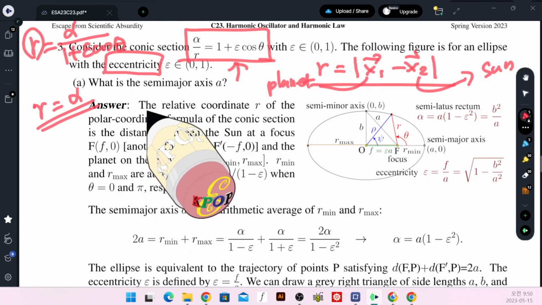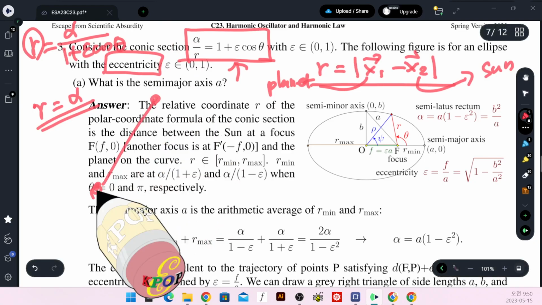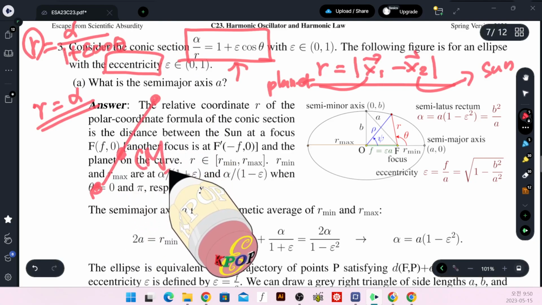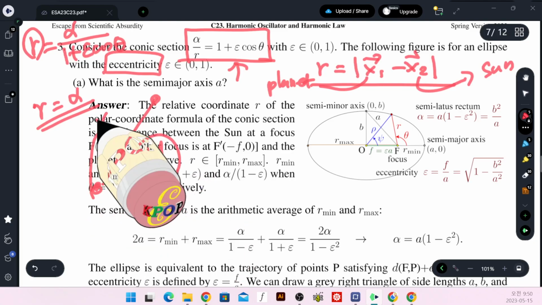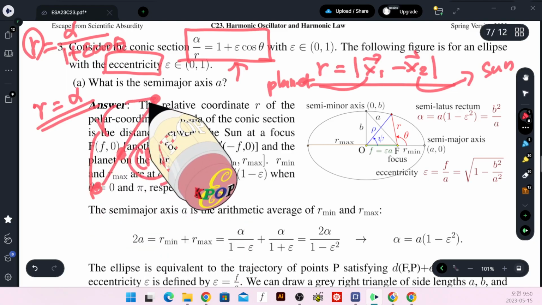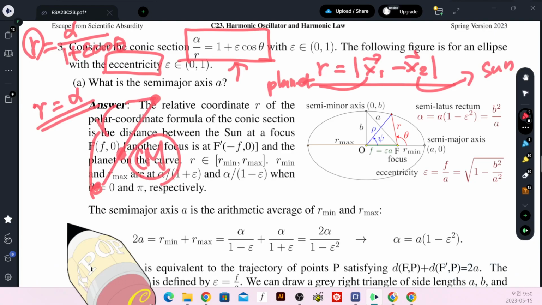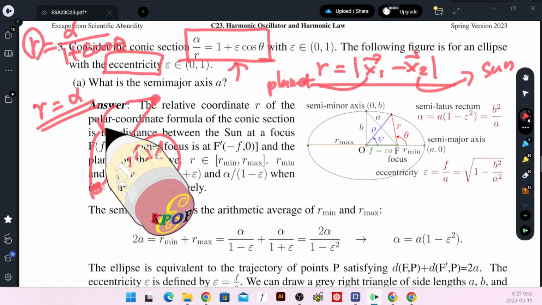In fact, our system has a center of mass here, and the relative coordinate is this. So in the center of mass frame, that is an inertial reference frame, R is defined by this.